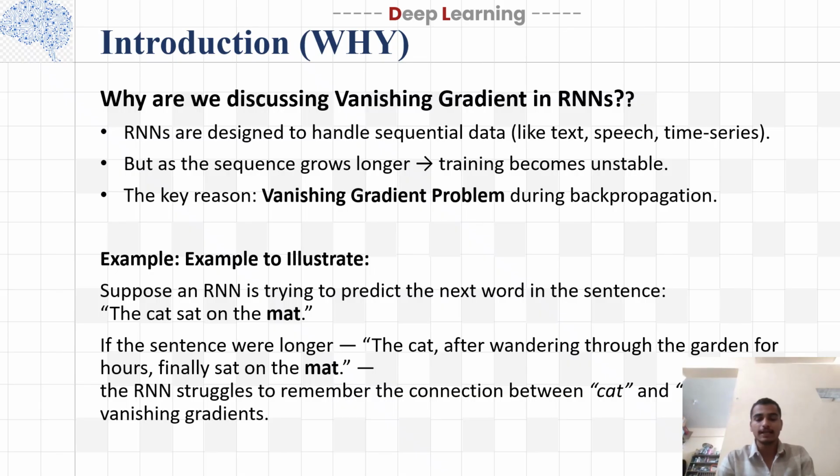Imagine this: an RNN is trying to predict the next word in the sentence. The cat sat on the mat. It works fine, but if the sentence becomes longer, like the cat, after wandering through the garden for hours, finally sat on the mat, the RNN forgets the earlier word cat when predicting mat. This happens because the gradient information slowly fades away during training.